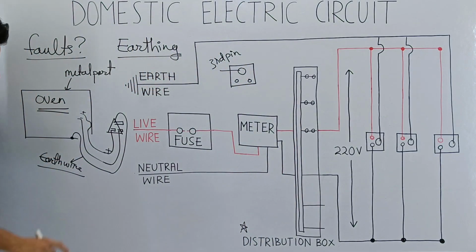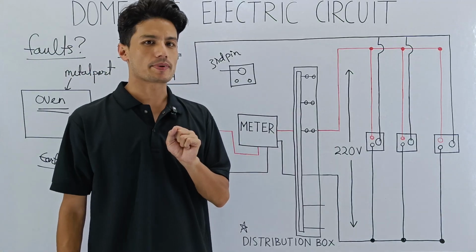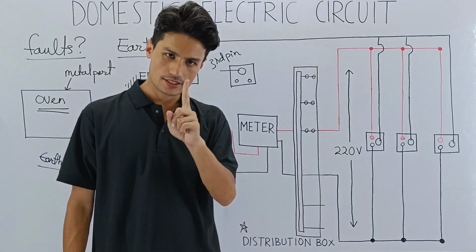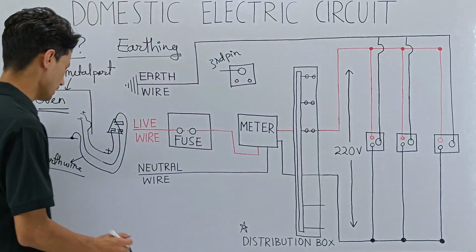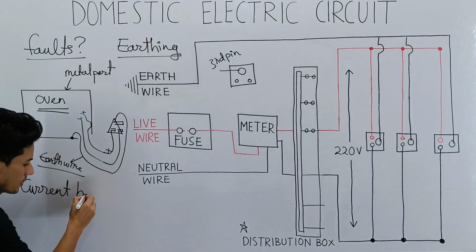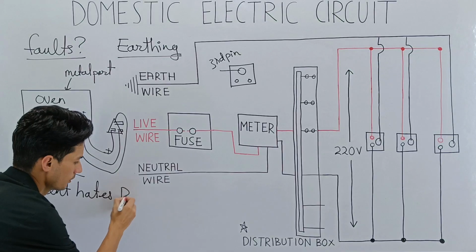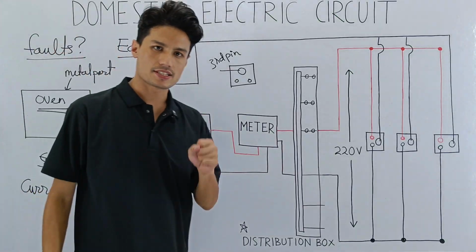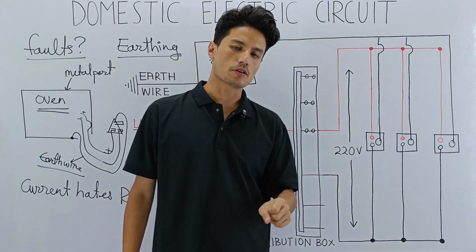See, remember, there are two things you have to remember here. First of all, current hates resistance. Resistance is the biggest enemy of current.